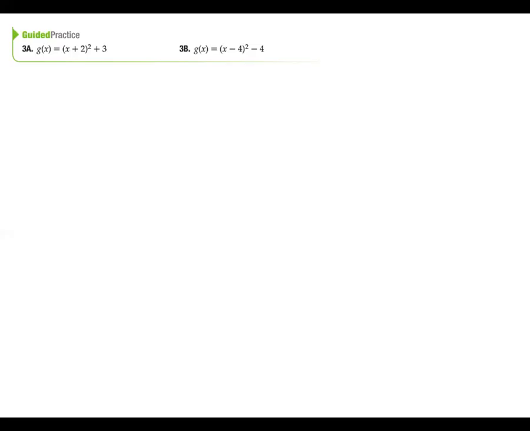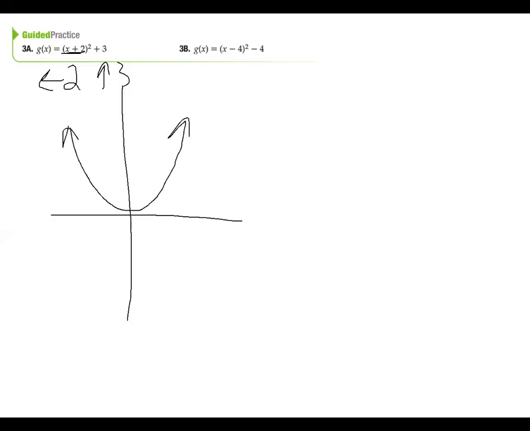Okay, we're back. So 3a, we're going to move it to the left 2 units and up 3. So here's the graph of x squared. So we're going to move it to the left 2 units, up 3. I like to put a little point and then make my parabola there. This one is going to move it to the right 4 and down 4. Okay, remember, in the parentheses, it's left or right, opposite the way you think. If it's outside the parentheses, it's up or down the way you would think.